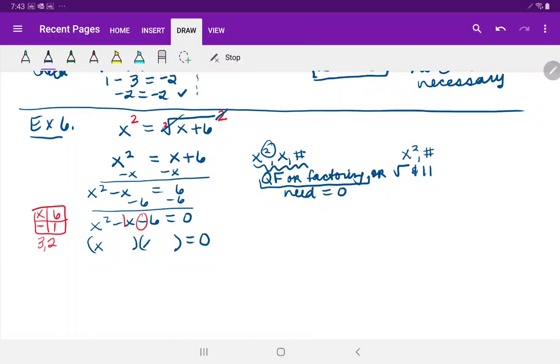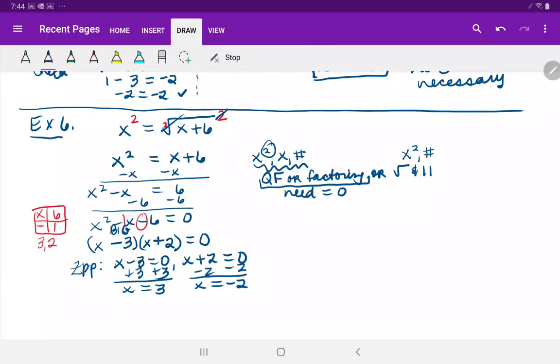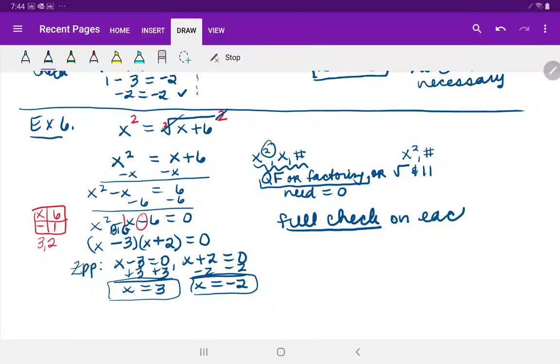I always use quadratic formula if it doesn't factor or if I can't see how it factors. So 3 and 2, and then the big number is negative. I'm trying to get a negative one, so negative 3, and then a positive 2 will give me negative 6. And then zero product property is x minus 3 equals 0, x plus 2 equals 0, plus 3, x equals 3, minus 2, x equals negative 2. So these are my preliminary answers.